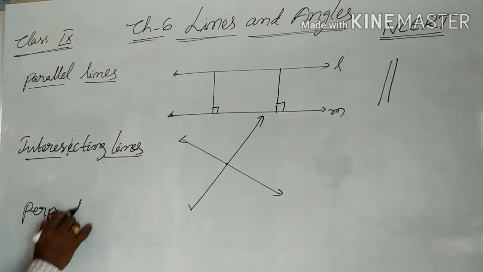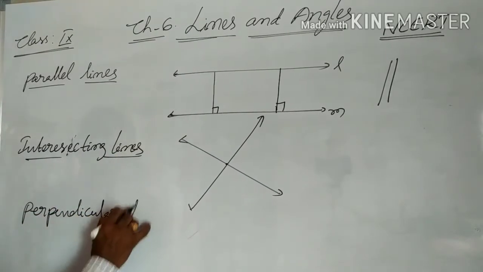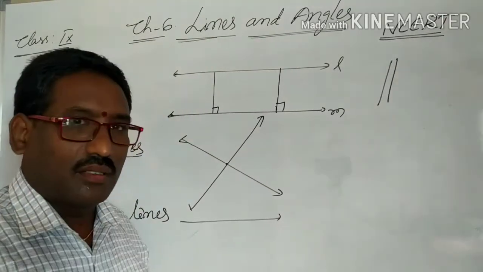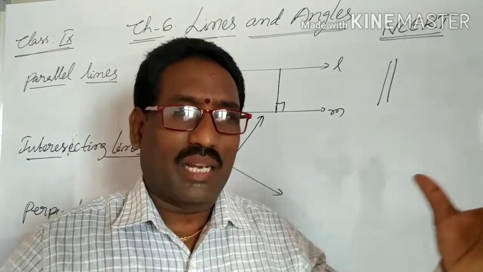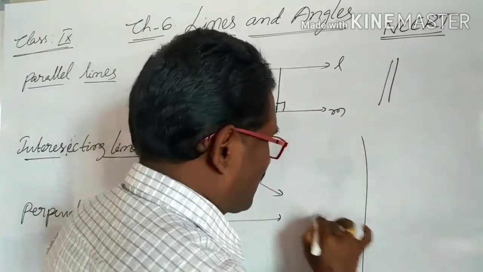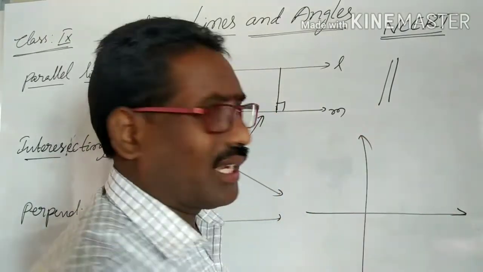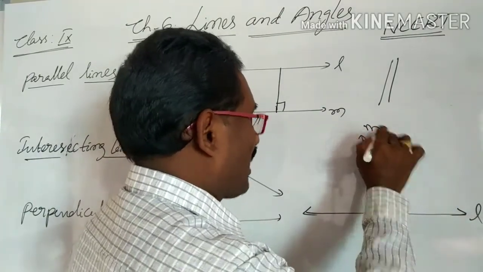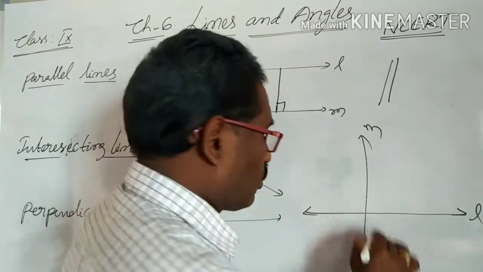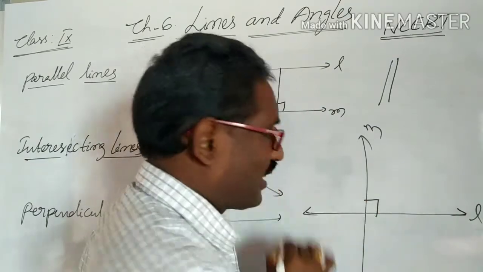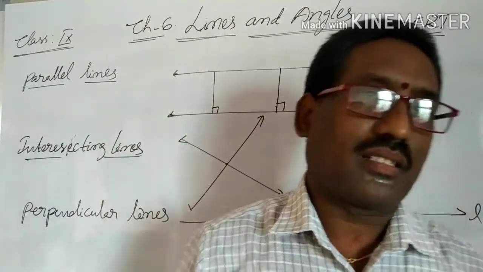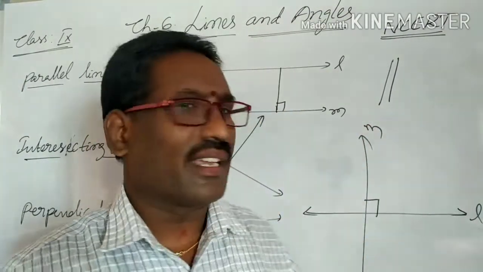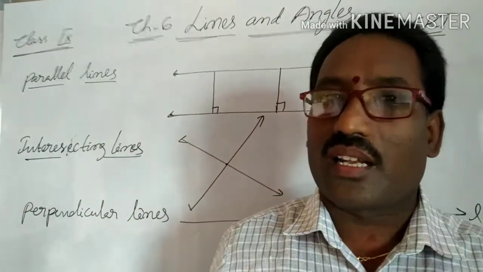What is the meaning of perpendicular lines? Perpendicular lines means the angle between the two different lines is 90 degrees. This is line L. This is line M. The angle between the two lines is 90 degrees. That is called perpendicular lines. Do you understand? The angle between the two lines is 90 degrees. That is called perpendicular lines.